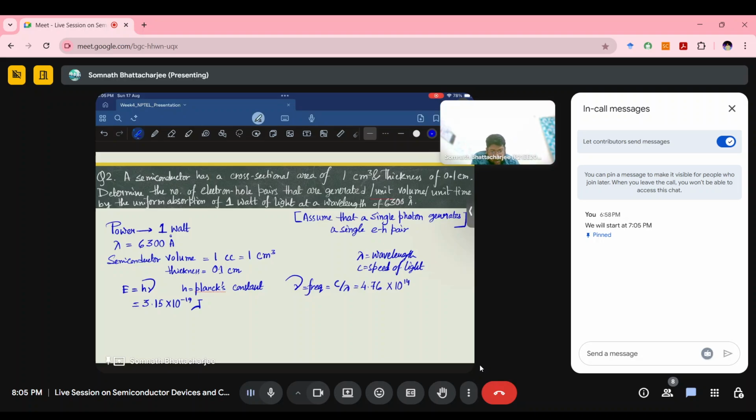Okay. And now from E, we can get the number of photons generated per unit volume per unit time. So what was the value of it? First try to get the number of generated photons. What is it? How much is it?